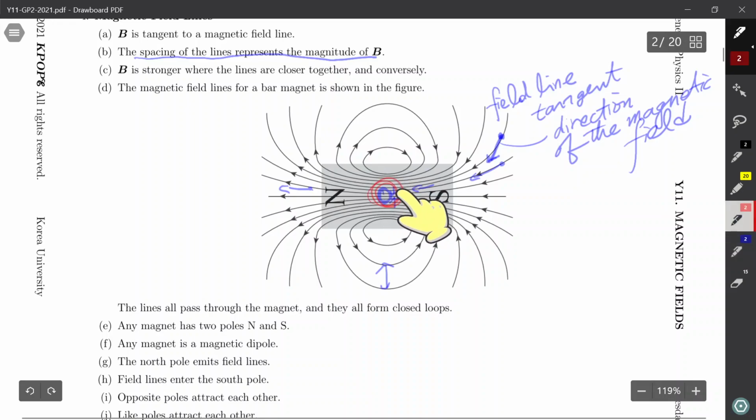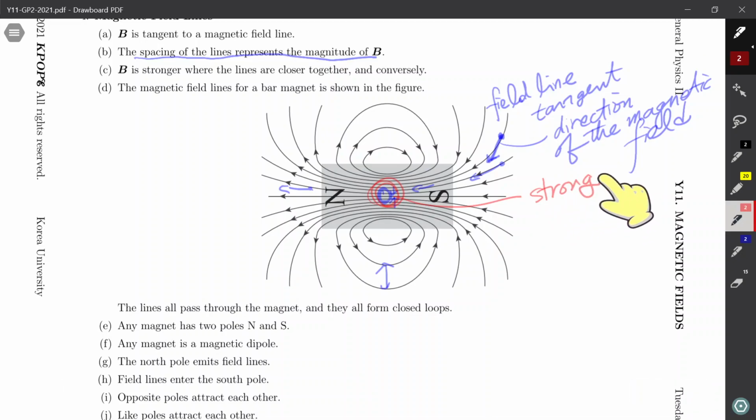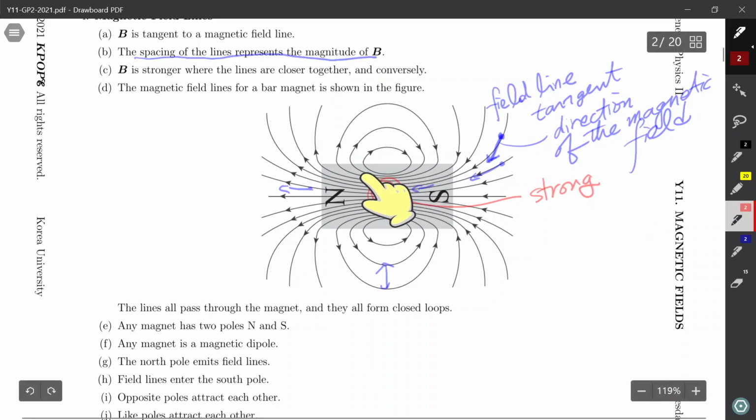Here, strong magnetic field. The density of field lines is proportional to the strength. Here, weak. B is stronger where the lines are closer together.